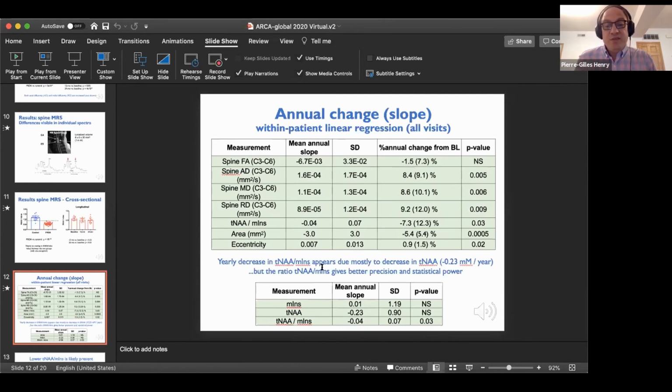And if we look at the individual metabolites, NAA and myo-inositol, we found that it's mostly NAA that decreases over time, and myo-inositol tends to be stable. But because the SD on the individual parameters is much larger, it was not significant, whereas the ratio, taking the ratio really removes a lot of instrumental sources of variability, and it was a lot more reproducible and statistically significant.